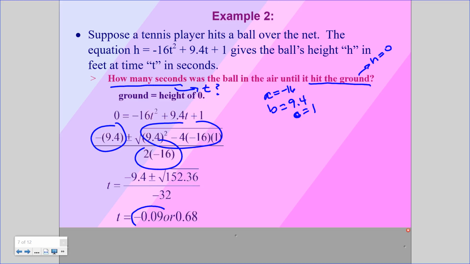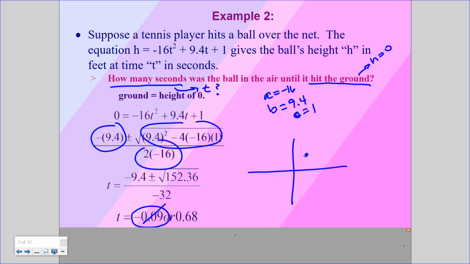It should not make sense that one of your times is negative. We never measure time in a negative amount. So this solution really doesn't make sense. And what's going on here is because this ball is hit above the ground, we're playing tennis here, so maybe the person hitting it, it was served to them and then they hit it back.